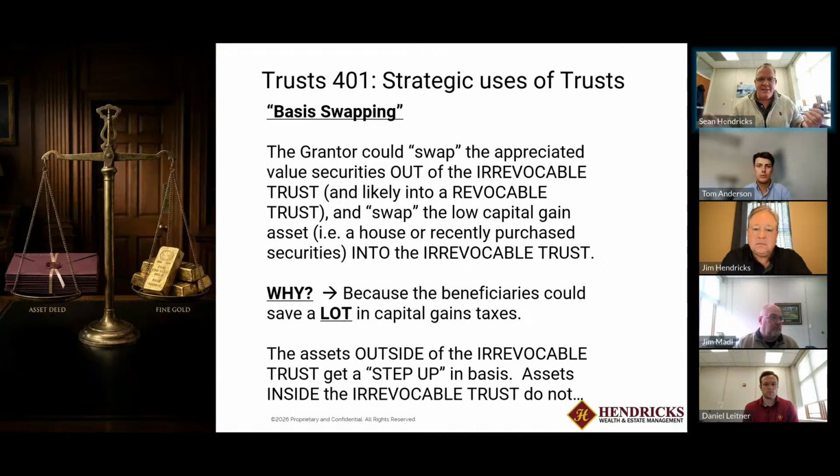But the reason is that the assets that are outside of the irrevocable trust will get a step up in basis after the grantor passes away. So by doing a step up in basis of the highly appreciated assets, you are effectively eliminating the capital gains that might exist for the beneficiaries on those assets. So again, this is more of an advanced strategy, but it is a really great way to potentially reduce or eliminate taxes that would otherwise exist. And this is more for the benefit of the beneficiaries, but when everyone involved can pay less in taxes, that's something that is generally good for everybody.